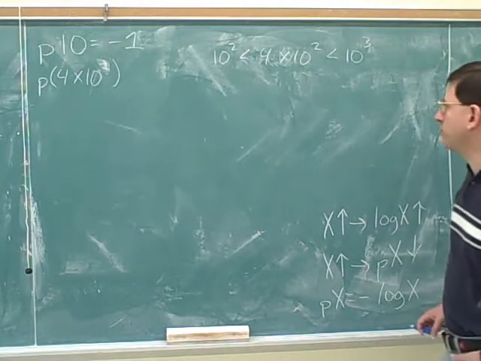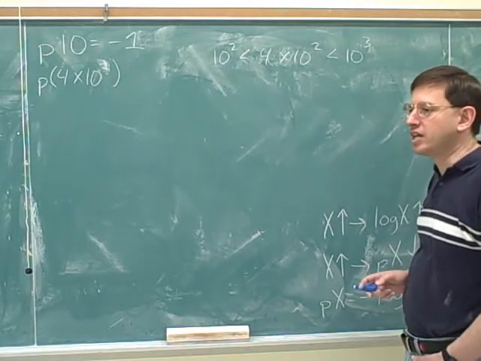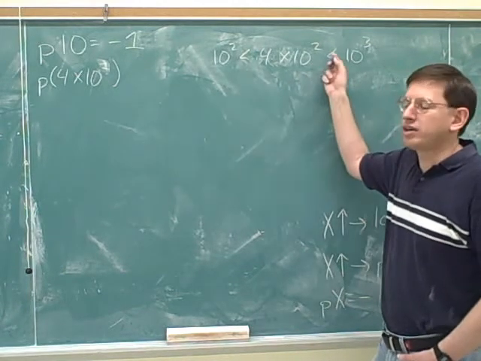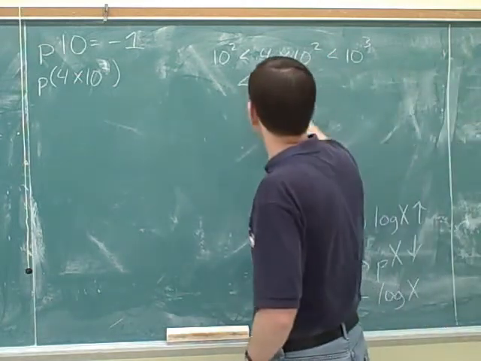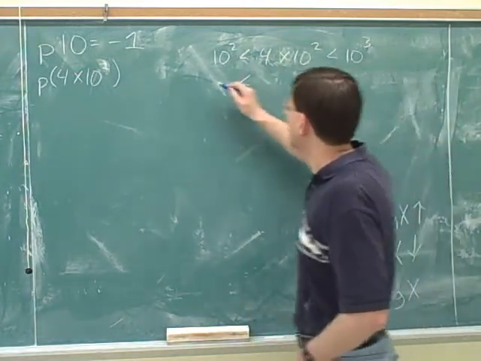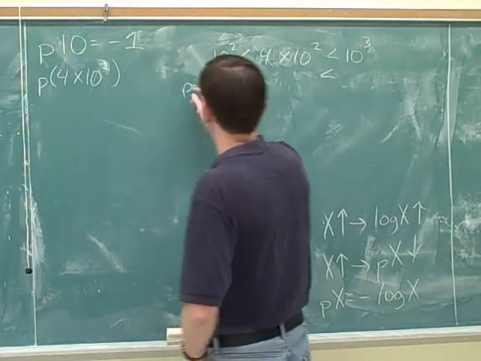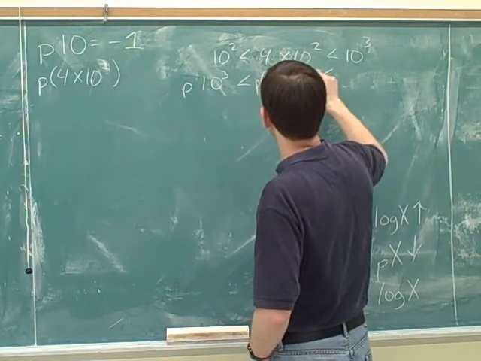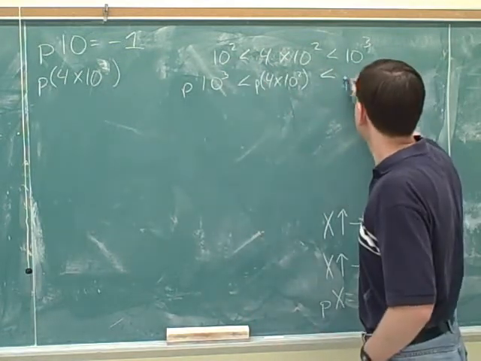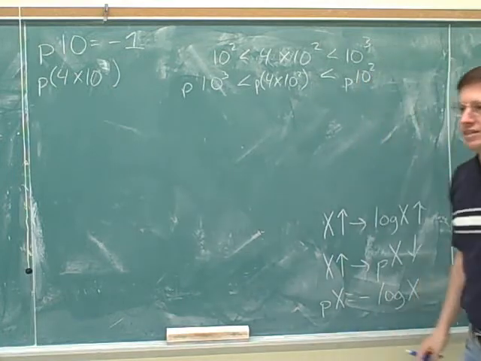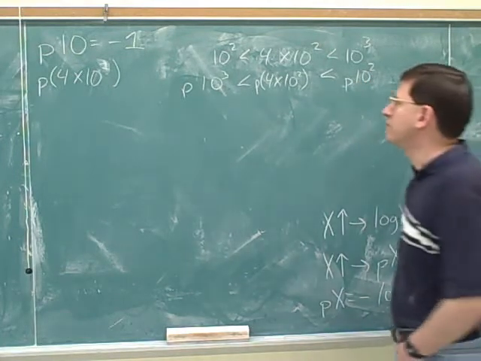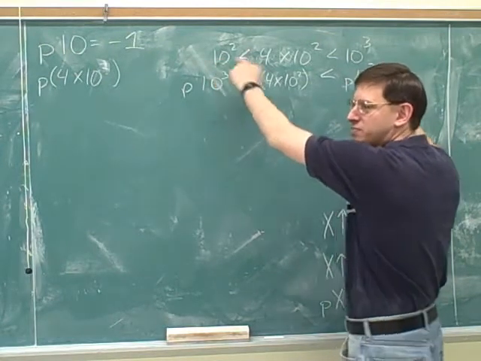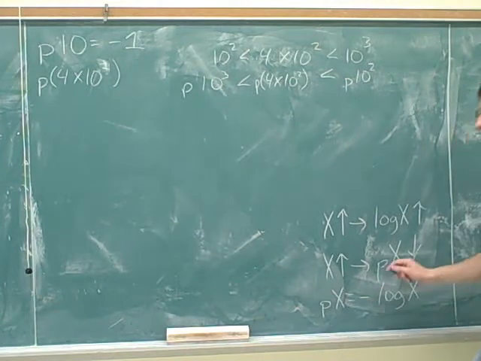All right, and that's why when we take the p of everything, we have to flip the inequality. And last time we saw that the best way to flip the inequality is not to flip the inequality signs. We want to keep the same inequality signs, but I'm simply going to take the 10 to the third term and put it on the far left. Then I can still take this p of the middle term. And then I can take this 10 squared term and put it on the far right. And we can see that has to be the case because the smallest number should have the biggest p, because there's an inverse relationship between a number and its p.